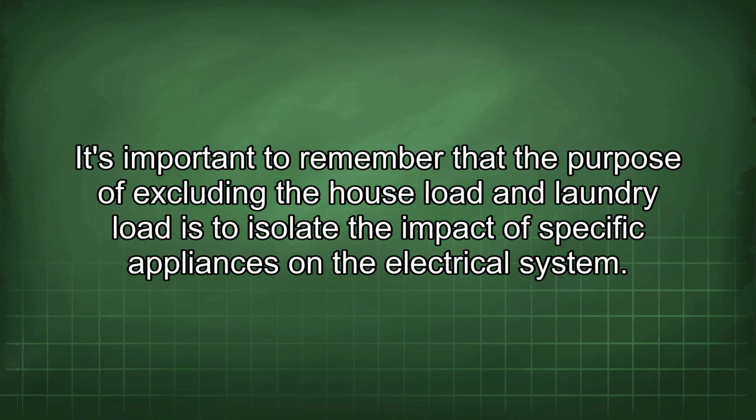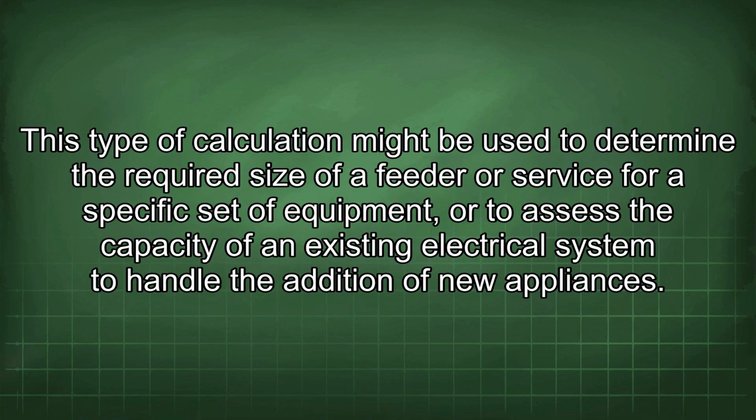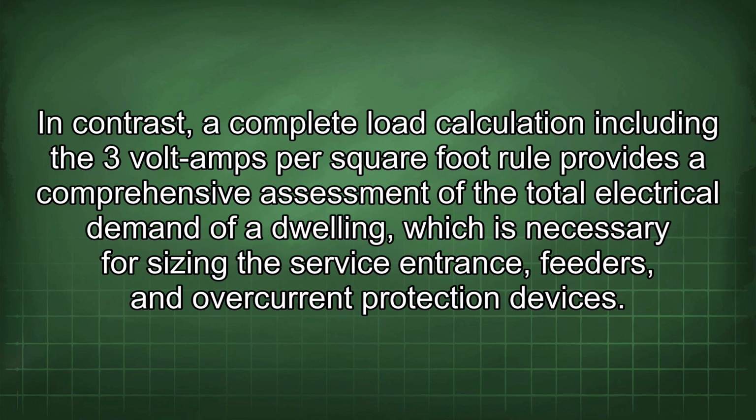It's important to remember that the purpose of excluding the house load and laundry load is to isolate the impact of specific appliances on the electrical system. This type of calculation might be used to determine the required size of a feeder or service for a specific set of equipment, or to assess the capacity of an existing electrical system to handle the addition of new appliances. In contrast, a complete load calculation including the 3 volt amps per square foot rule provides a comprehensive assessment of the total electrical demand of a dwelling, which is necessary for sizing the service entrance, feeders, and overcurrent protection devices.